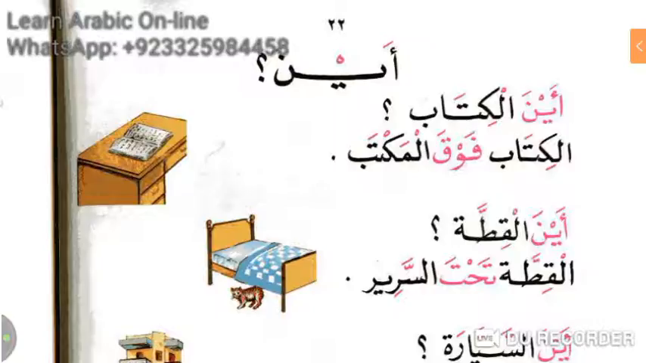Fauka. Fauka, because there's a sukoon on the lam, you have to join the lam with the kaf. Because there's a sukoon on the lam after the alif, the alif disappears. So it will become faukal maktabi.